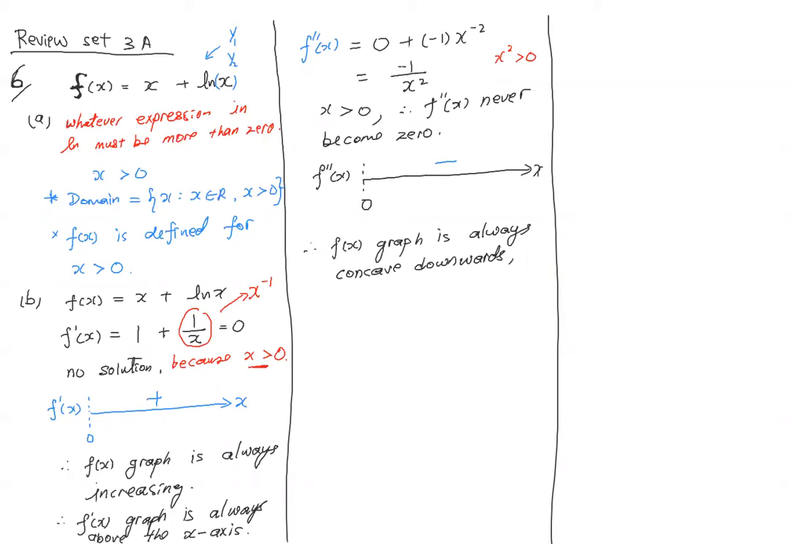So therefore, f(x) is always increasing because of this one, with decreasing rate. So, are you okay? So that is your geometrical interpretation.